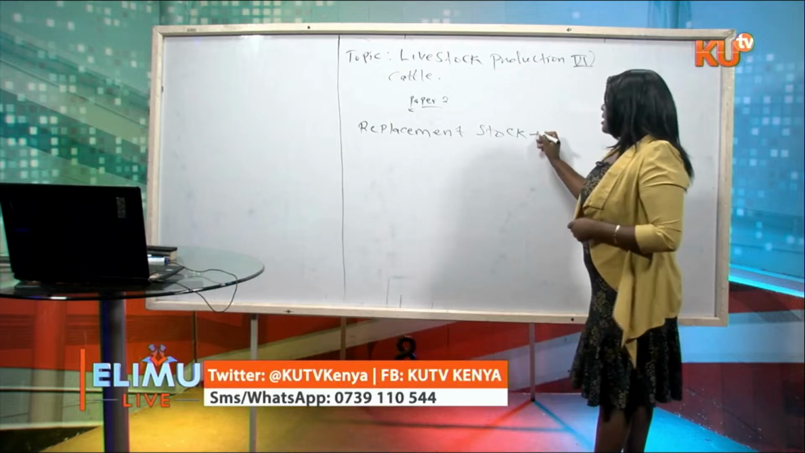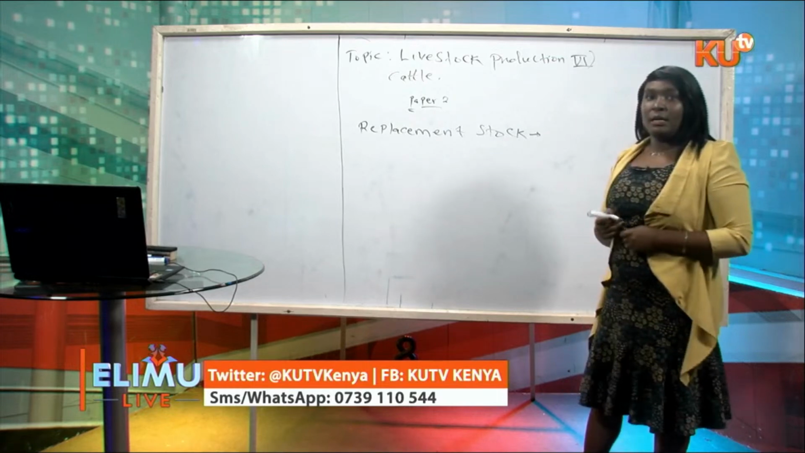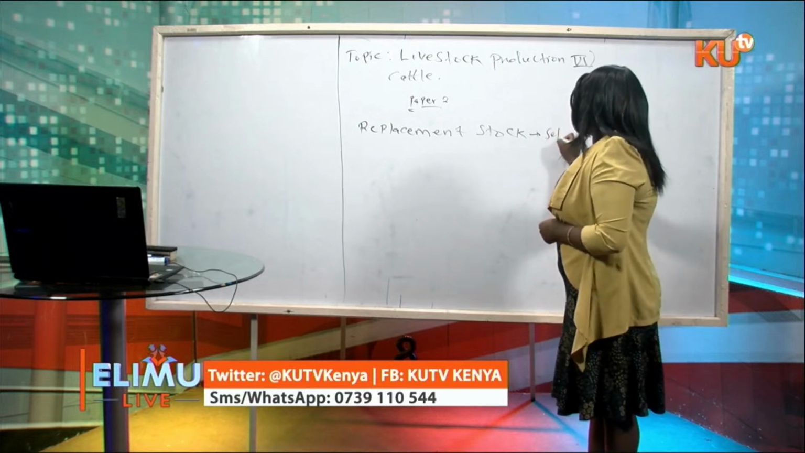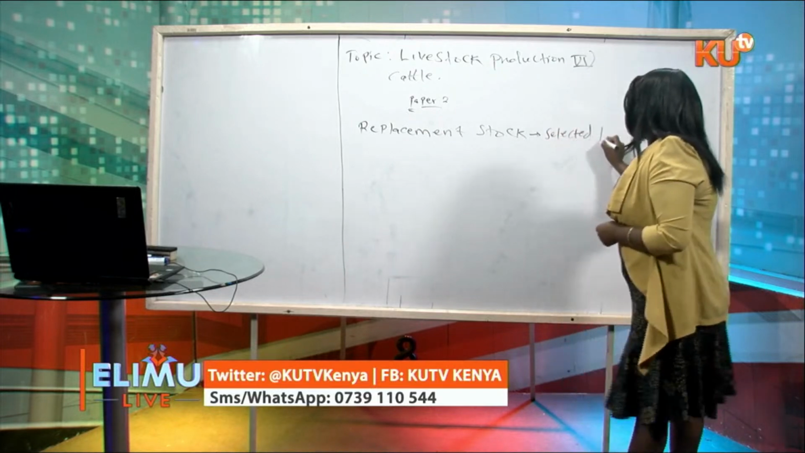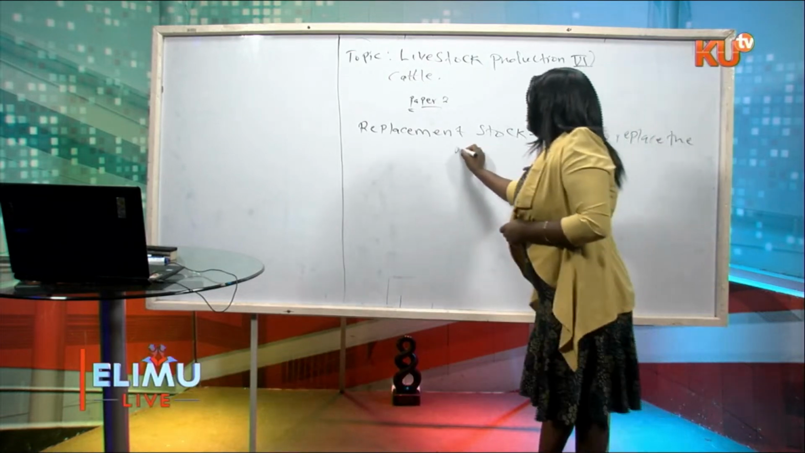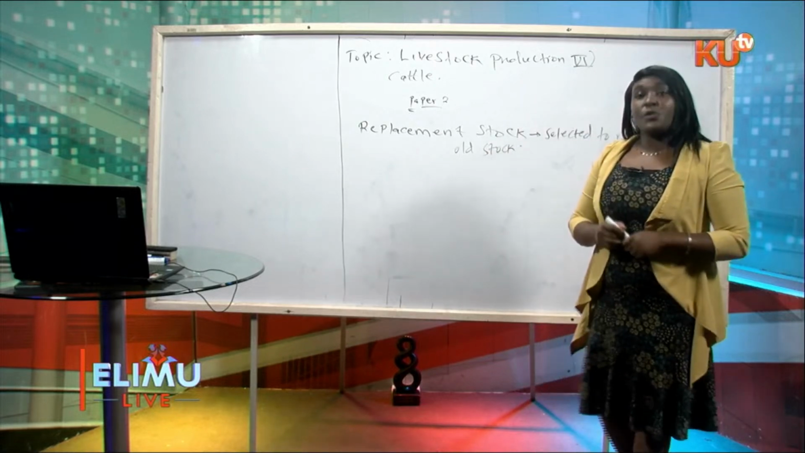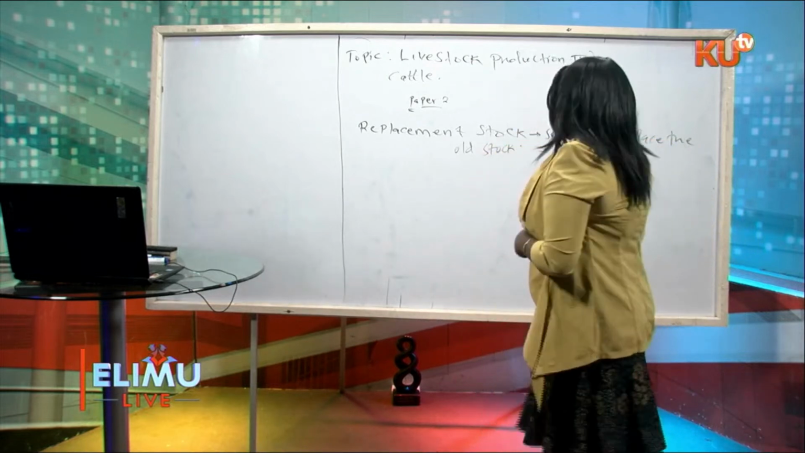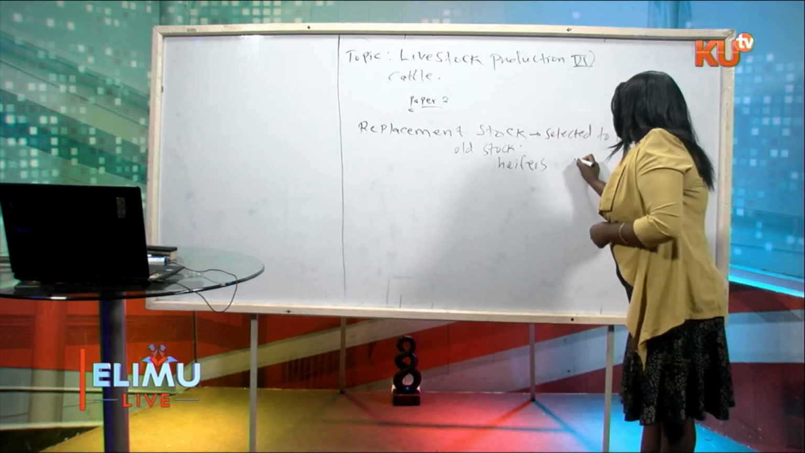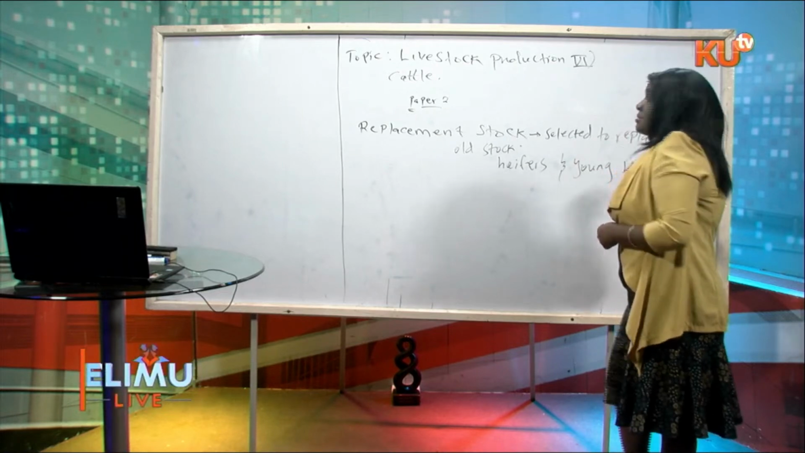Replacement stock are animals that have been selected, according to what we learned in Form 3, to replace the old stock. In this case, because we are dealing with cattle, we are referring to the heifers and the bulls. That is the young bulls.